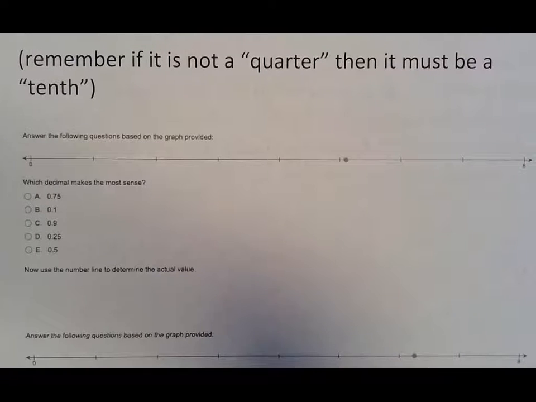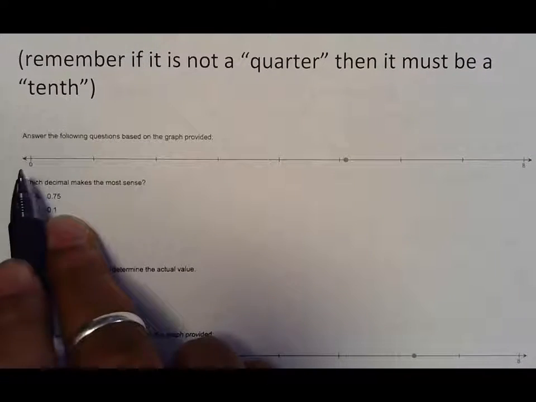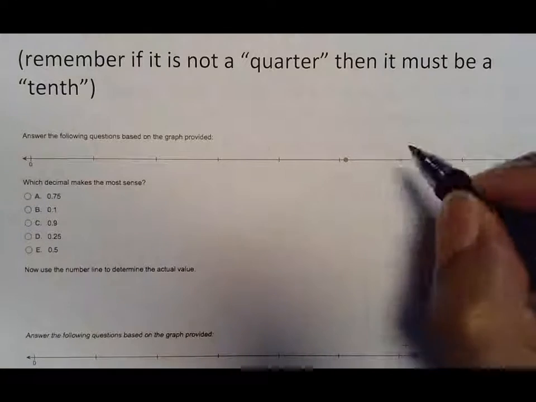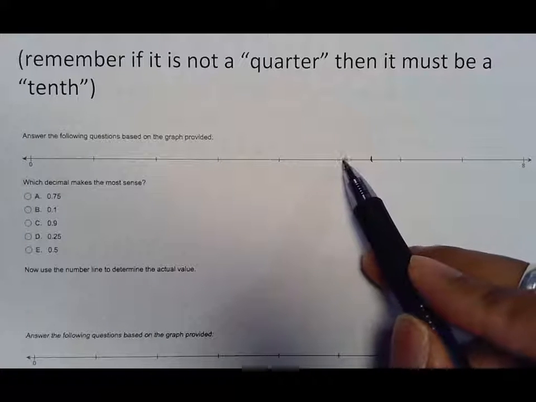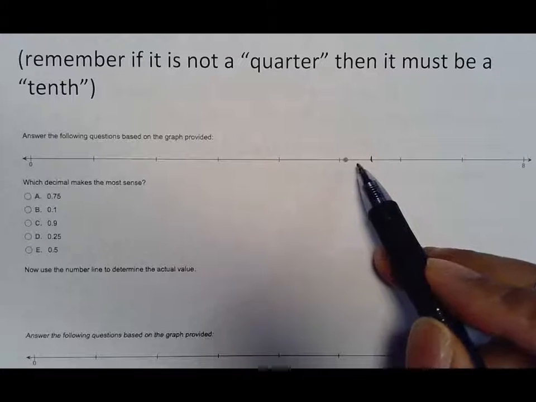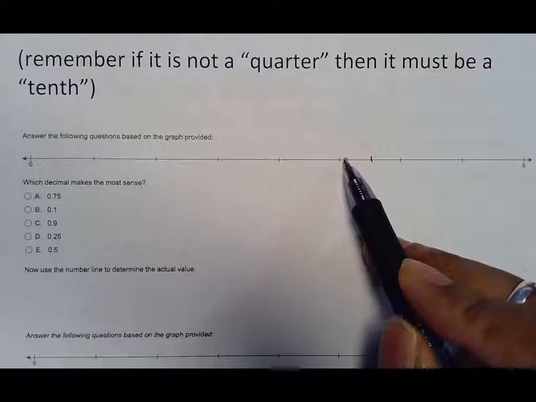Keep in mind again, if it's not a quarter, then it must be a tenth. So looking at this, this to me would be about the halfway point. And looking at the halfway point in this, it's definitely not in the middle of those two lines. Again, trusting your instincts, it's really close to this line here. So that can't be a 0.25, which means it's either got to be a 0.1 or a 0.9.